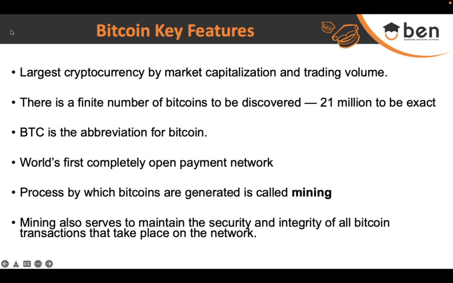So mining serves two purposes. One is that it helps us add new blocks to the blockchain, and second is that it helps ensure the security and integrity of the chain. So it's very difficult to hack the Bitcoin blockchain. That is it about the fundamentals of Bitcoin.